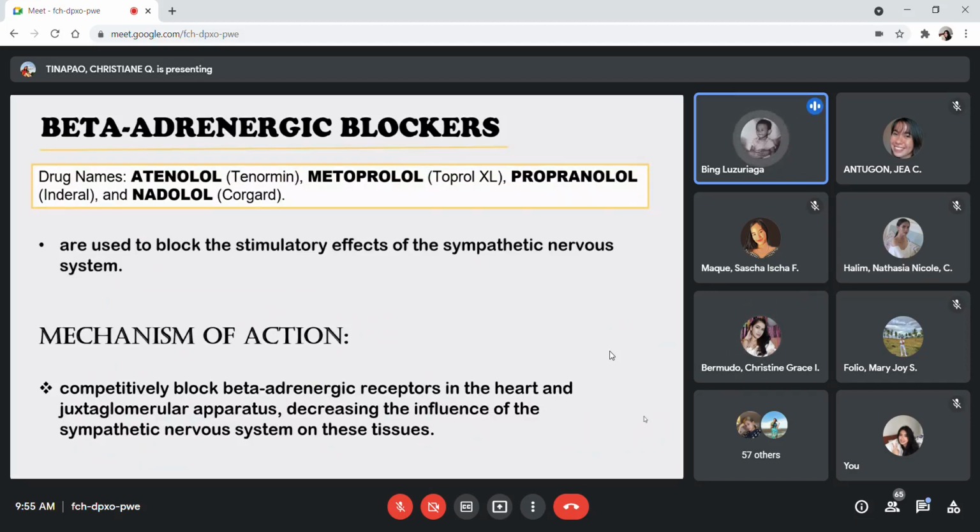So, can anybody answer this? Beta blocker. What parameter in the development of angina pectoris does it solve?